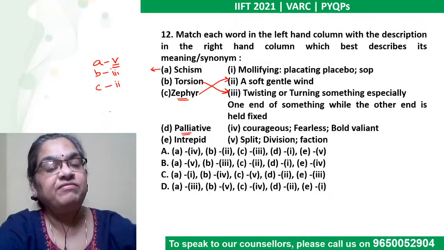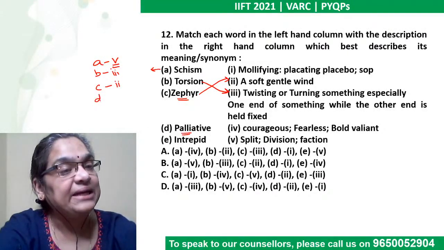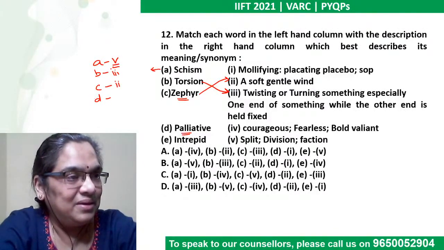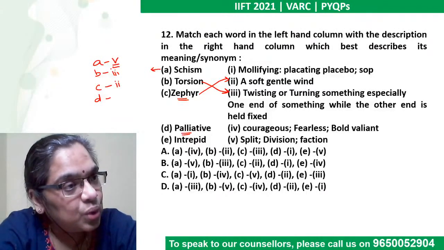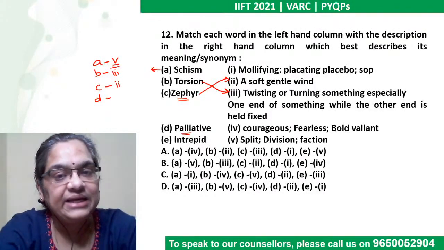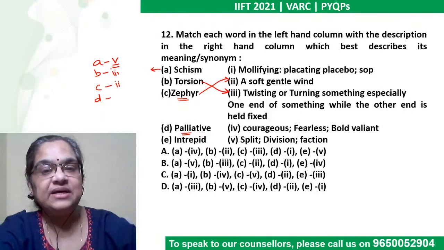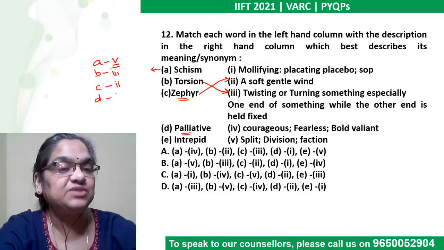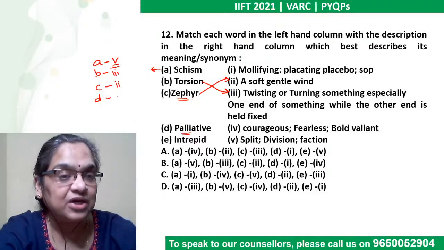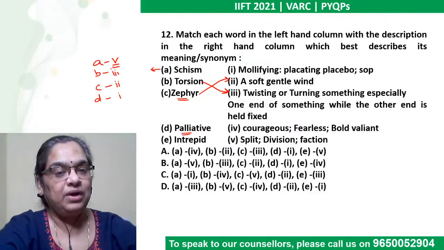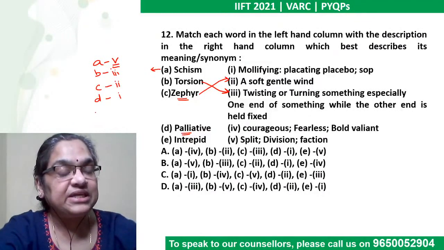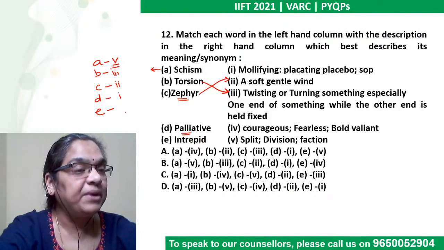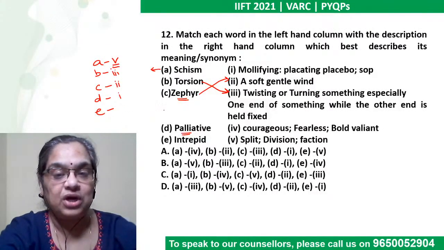Palliative. For many of us, music is a palliative. What's a palliative? Something that soothes you, calms you down. So palliative means something that is acting as a placating placebo, something that is mollifying, something that soothes you. All right. Mother Teresa was an intrepid warrior for the poor. Intrepid means fearless or courageous.